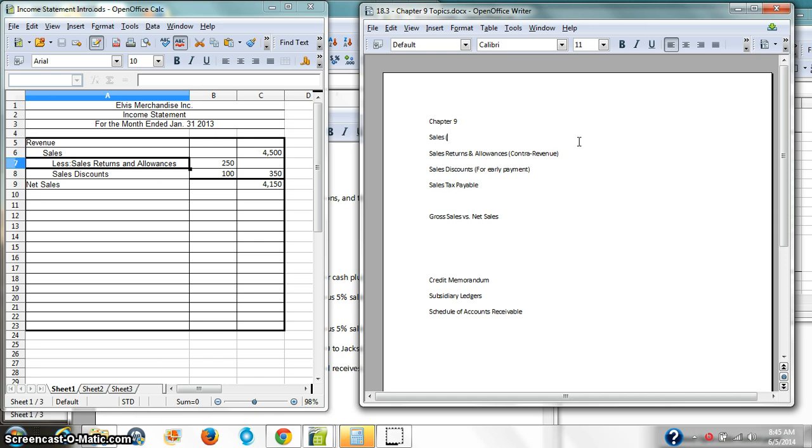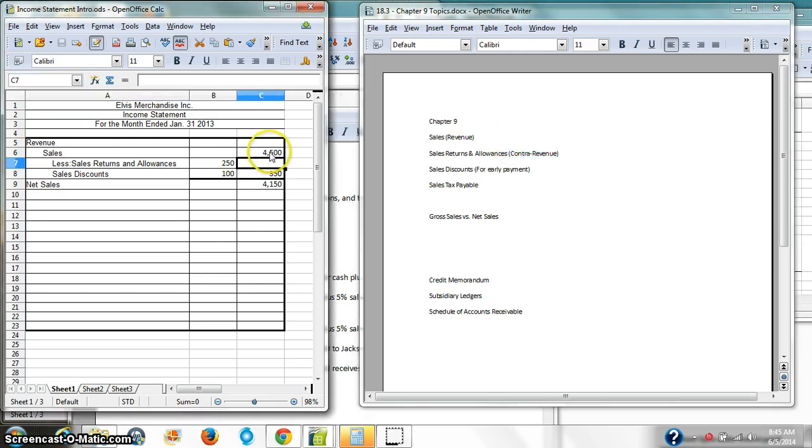We were saying sales is a revenue account. Sales returns and allowances is a contra revenue account. That means that when I get to the income statement, yes, I've got my sales, but I'm going to subtract from this sales account, and you can see that happening here. There's 4,500, subtract 250, subtract this amount here, and so my net sales are this amount. It's a way of adjusting gross sales to net sales.